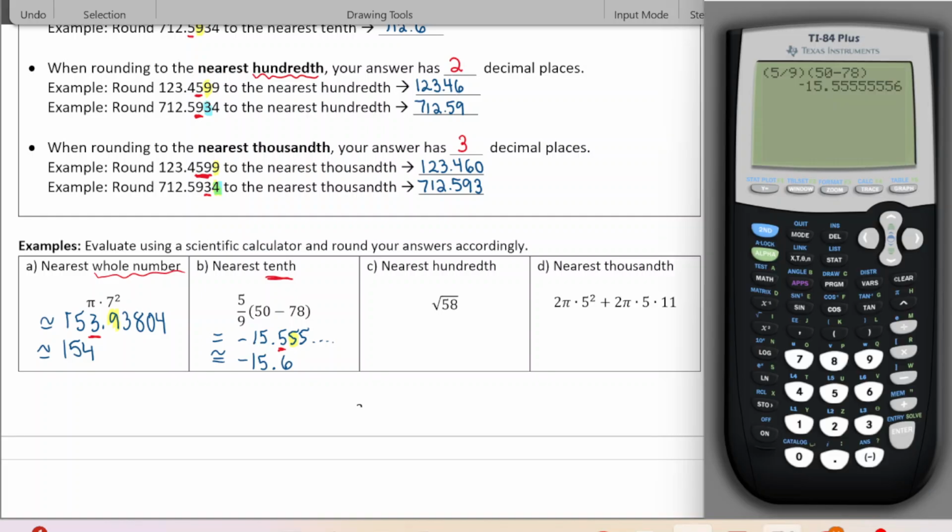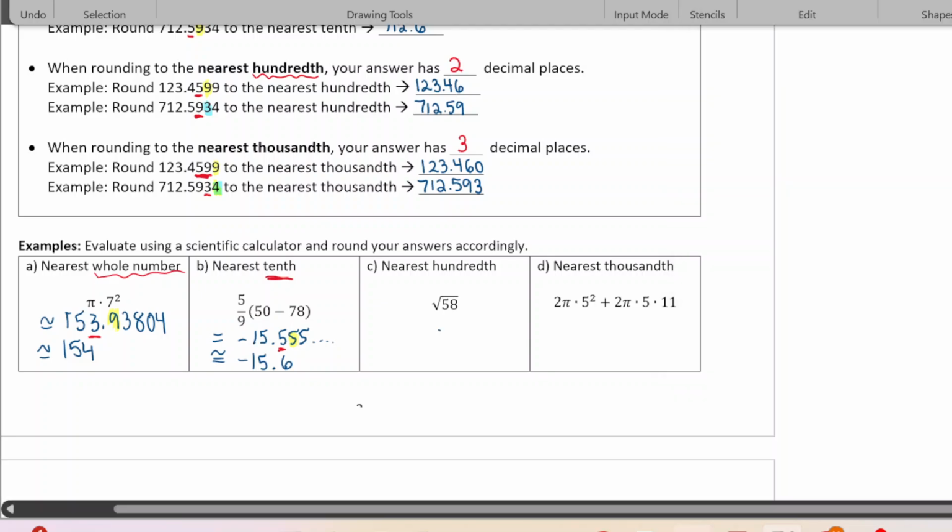Okay, square root. That's another button we need to know where it is on our calculators. Oops. So for my calculator, mine is in blue here, so I need to press the shift button. So you need to look for where your square root button is. It should look like that. And we want to press enter. And that's going to give us a decimal number, 7.61577.